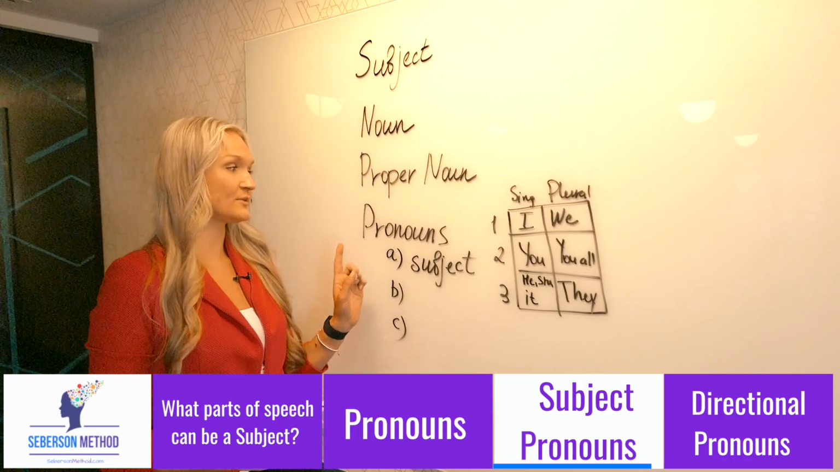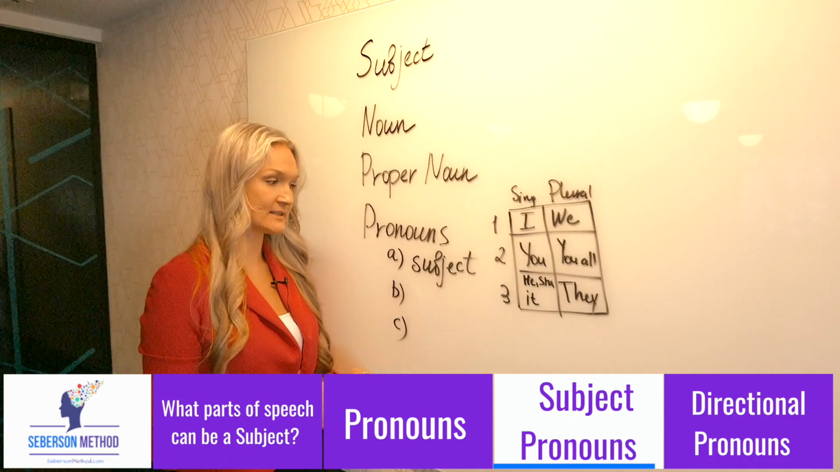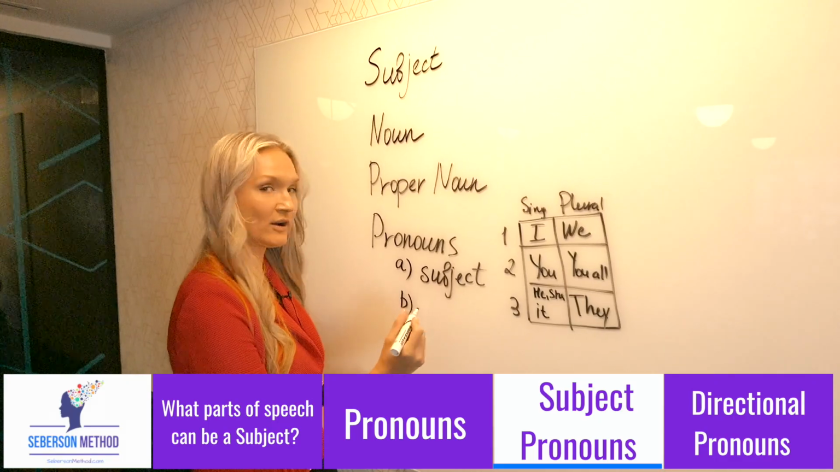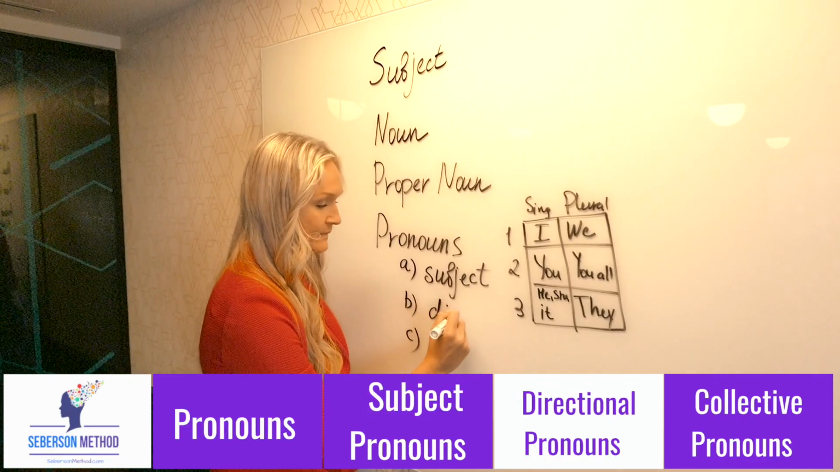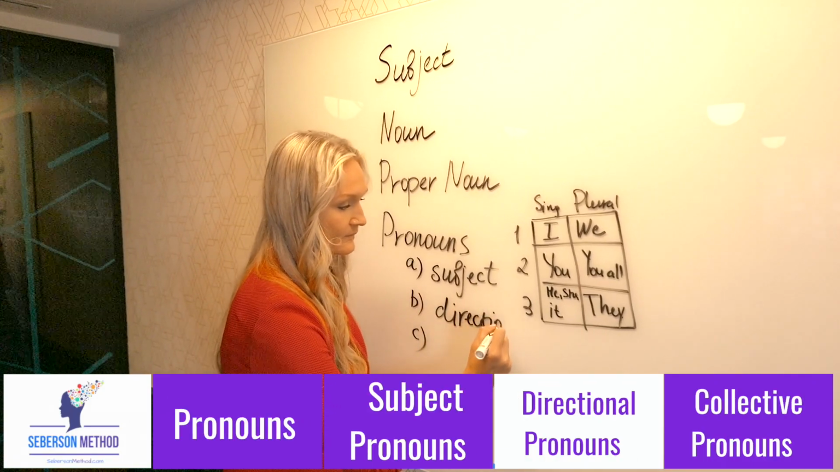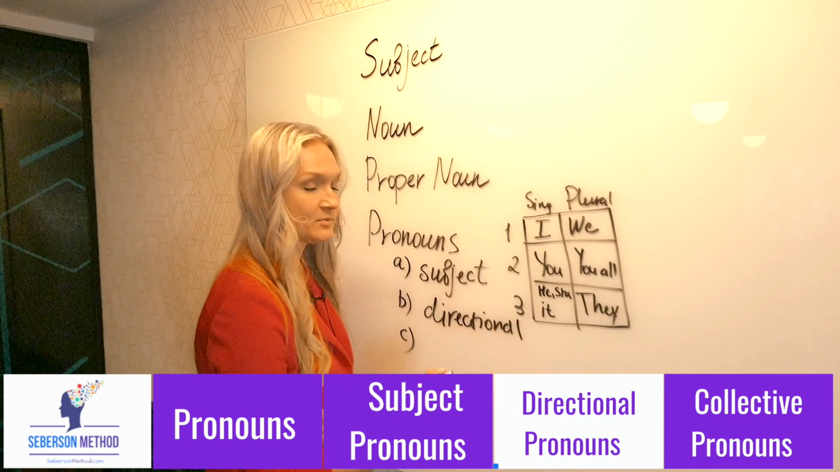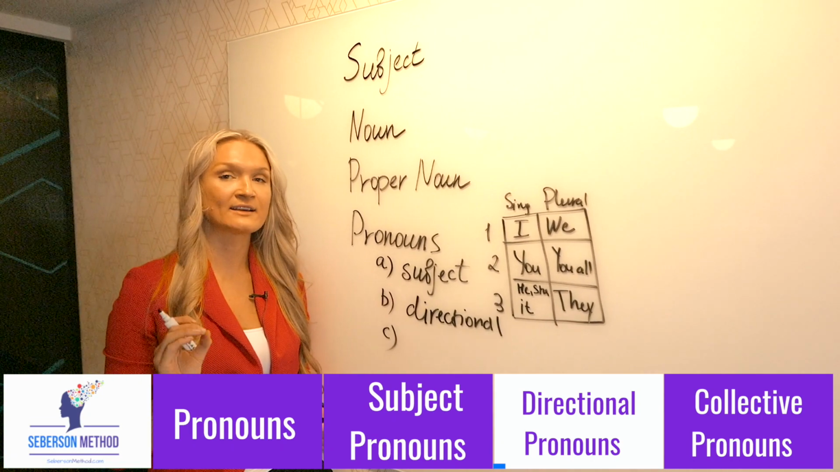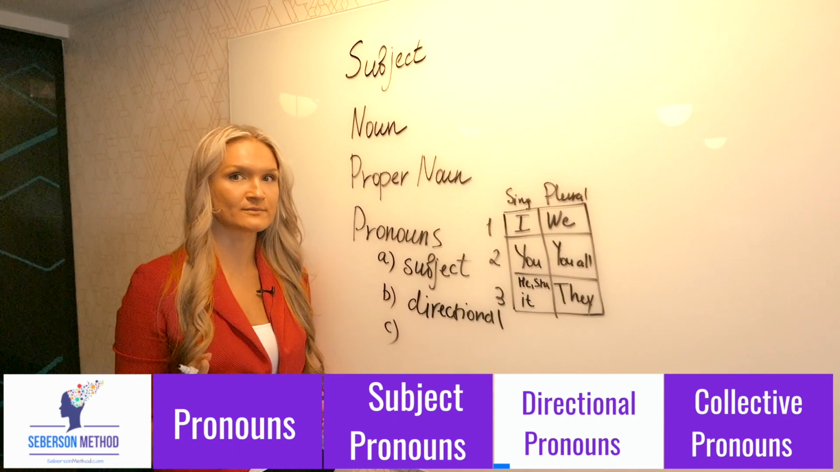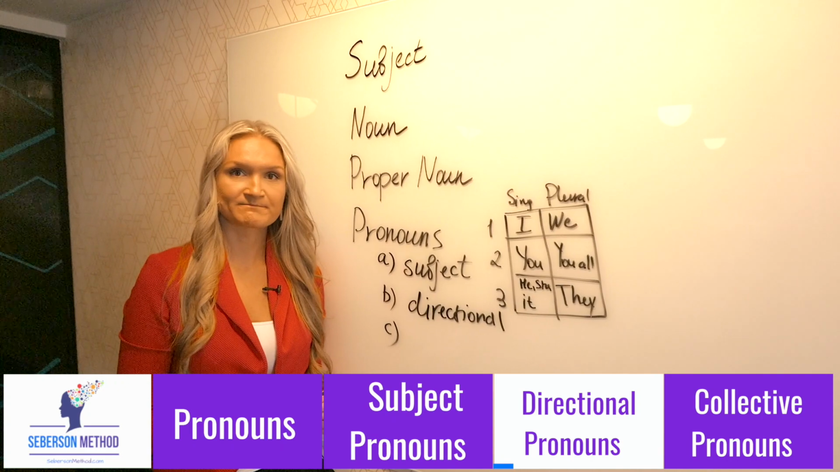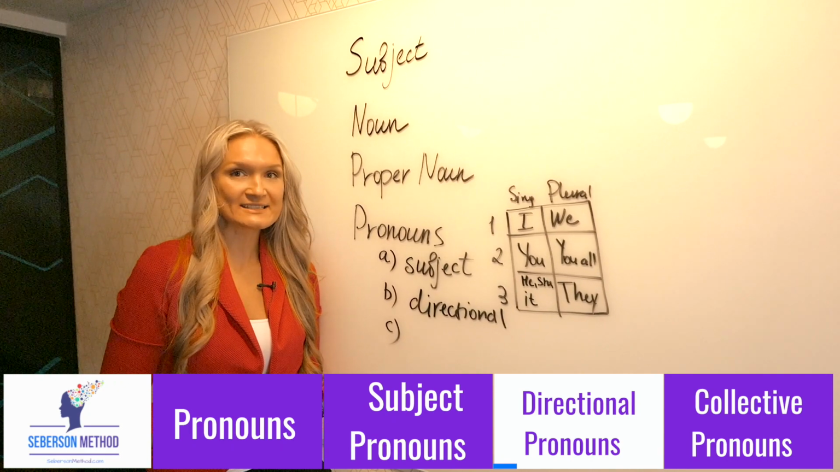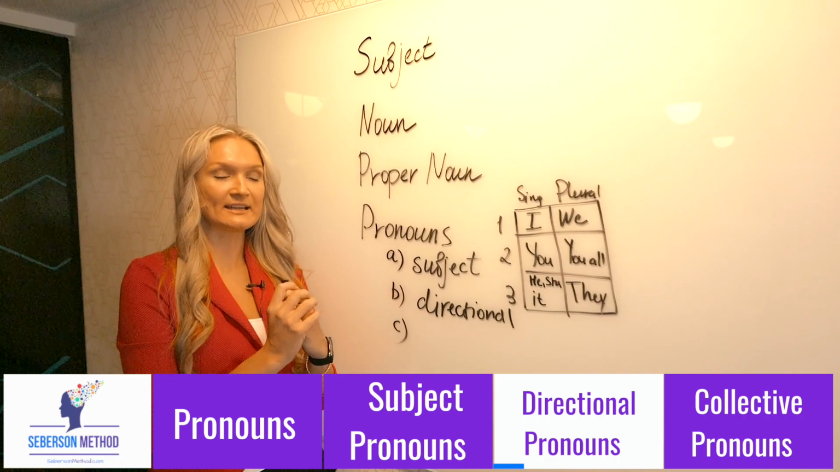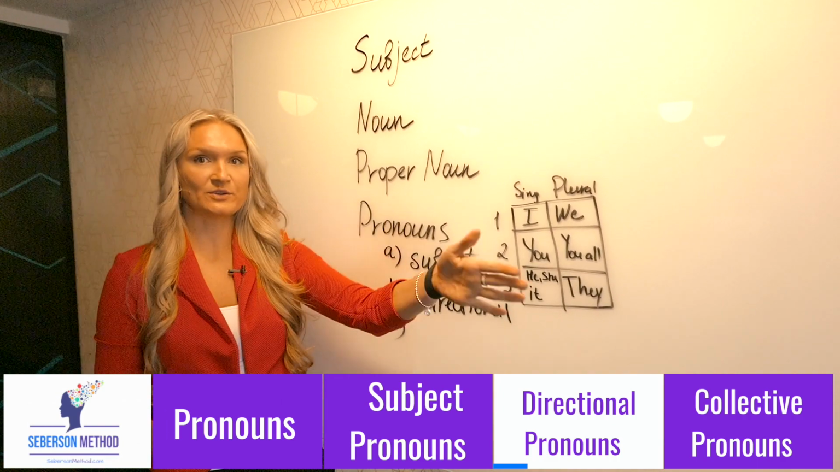Now, like I said, there are three types of pronouns that could be a subject. The second type of a pronoun, words that point, I call directional pronouns. And directional pronouns are just four words. This, that, these, and those. Do you guys know the difference between those words? This is when we're talking about something that is singular and it is in a close proximity. It is within your arm's reach.